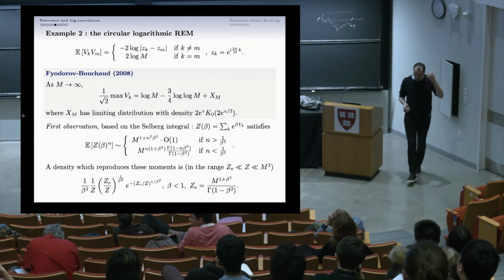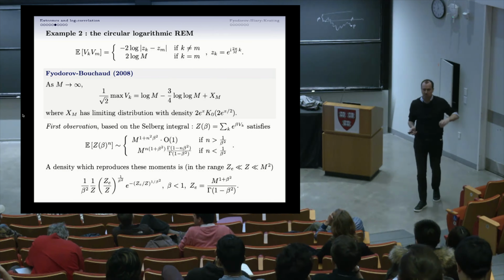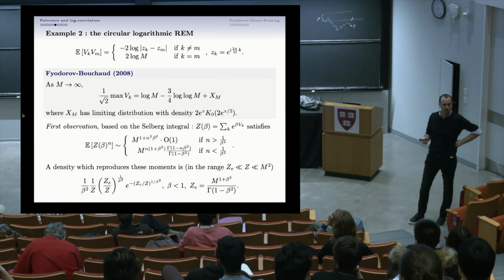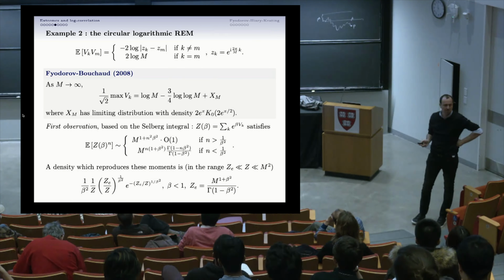I explained to you why the first two leading orders in this branching world. Now let's try to see a model for which we could even calculate the distribution of the maximum in a branching or log-correlated setting.